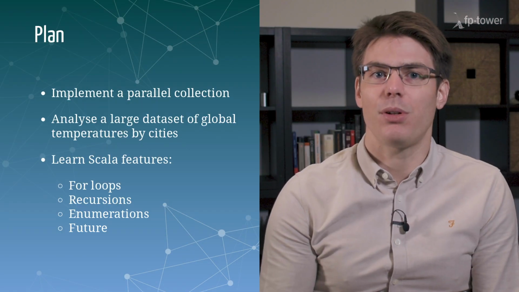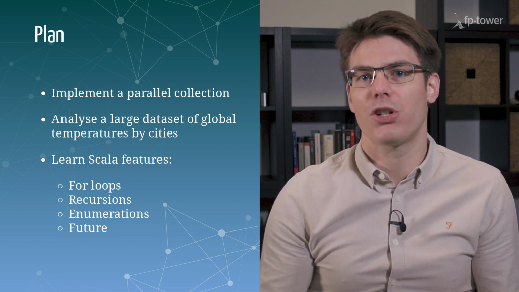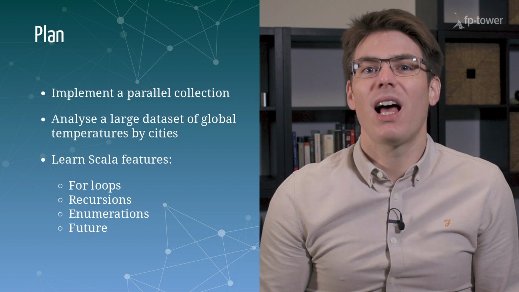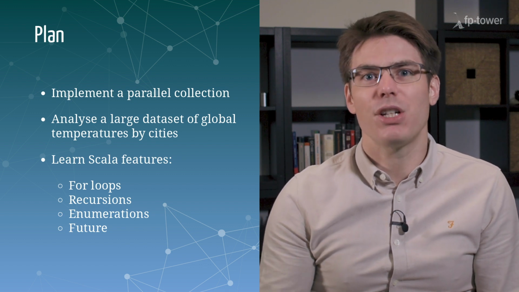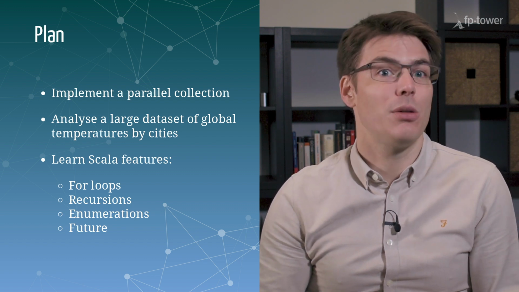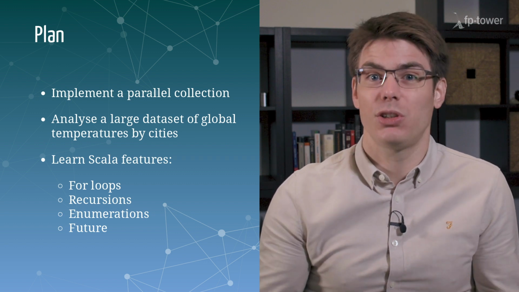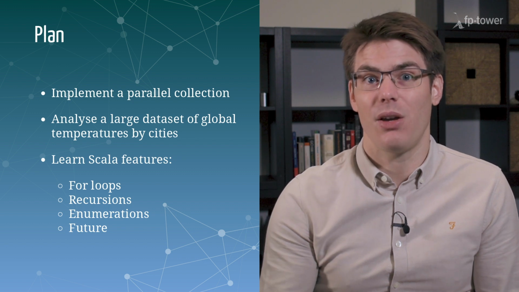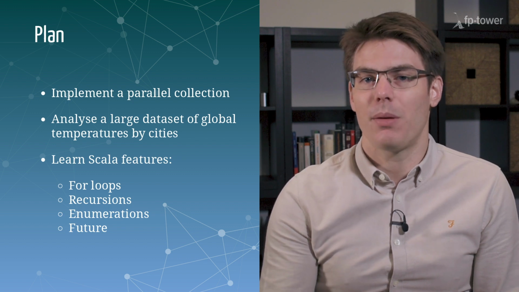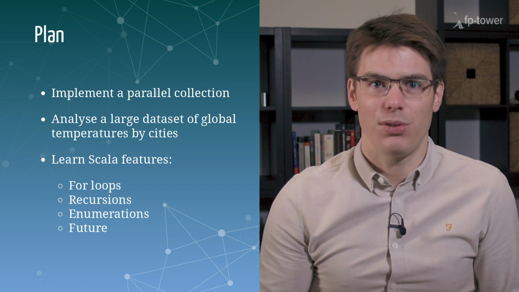So the goal for this chapter is to fill this gap, and we'll do so by implementing a parallel collection from scratch. Then, we'll use this data structure to analyze a real-world dataset of average temperature by cities. This is a much bigger project than in the previous chapters, which is great because it will give us time to apply all the functional design techniques in a realistic scenario. We will also learn new features about Scala and its standard library, such as for loops, recursions, enumerations, and futures.